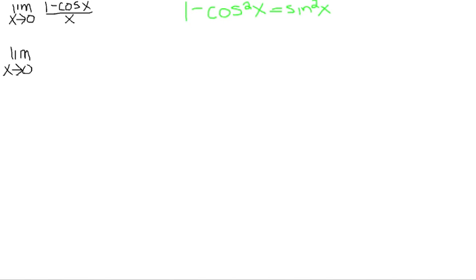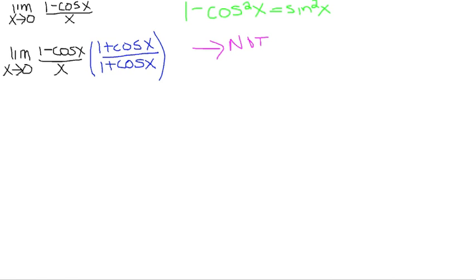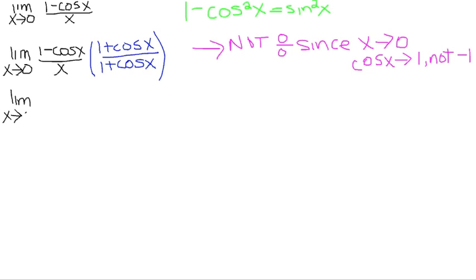In order to square the 1 and the cos of x, we need to multiply by the conjugate of 1 minus cos of x. So we need to multiply by (1 plus cos of x) over (1 plus cos of x). Note that we are not multiplying by 0 over 0 because as x approaches 0, cos of x approaches 1, not negative 1. Now our top is a difference of squares, so let's multiply it out.